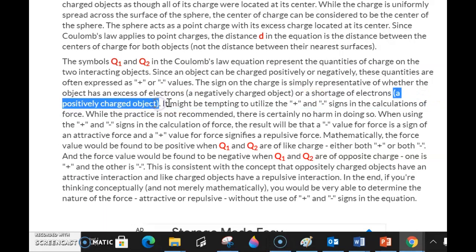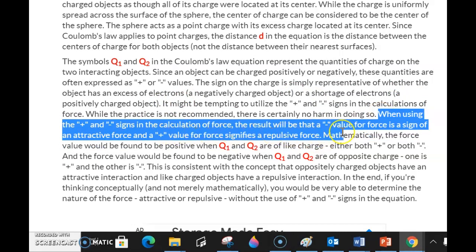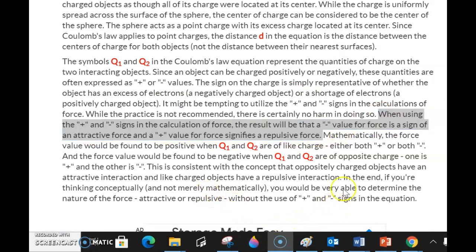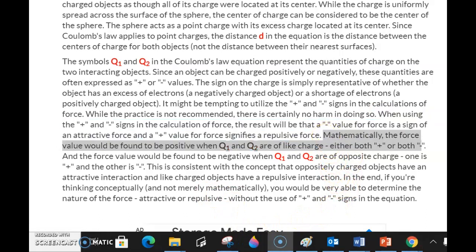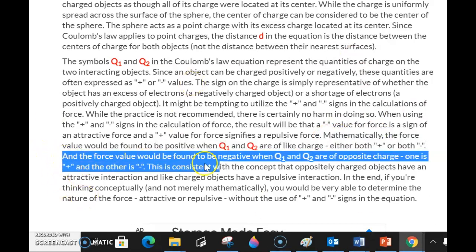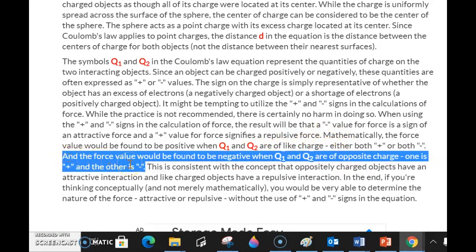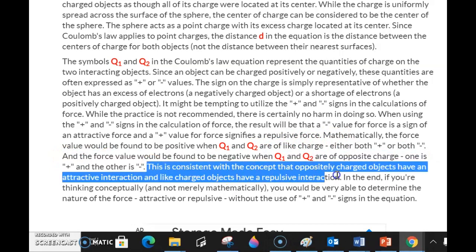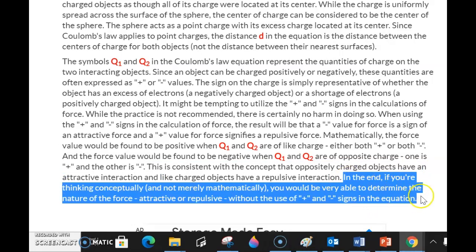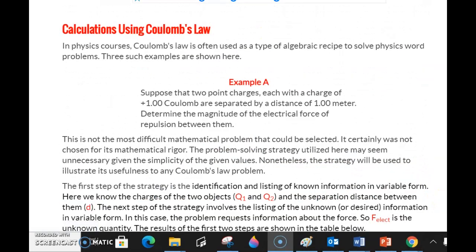Remember, if something is negatively charged, it has an excess of electrons. If it is positively charged, it has a shortage of electrons. And like charges will always repel, and unlike charges will attract. So please make sure you understand the mathematical aspects of using the positive and the negative in the charge. Here they are not indicating a vector, it's just indicating the types of charges. So the key point here is that you can use the positive and negative signs to help you indicate the type of charge. But if you're thinking conceptually, rather use the rule that like charges repel, unlike charges attract.